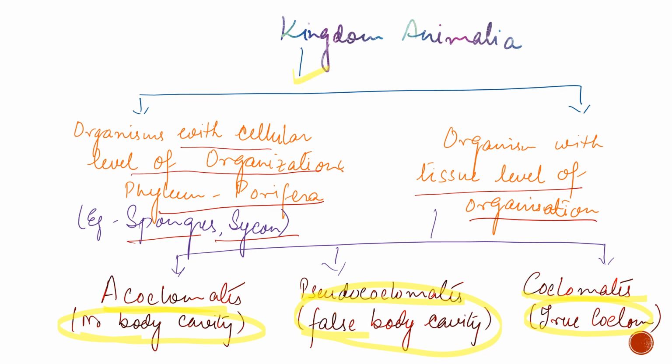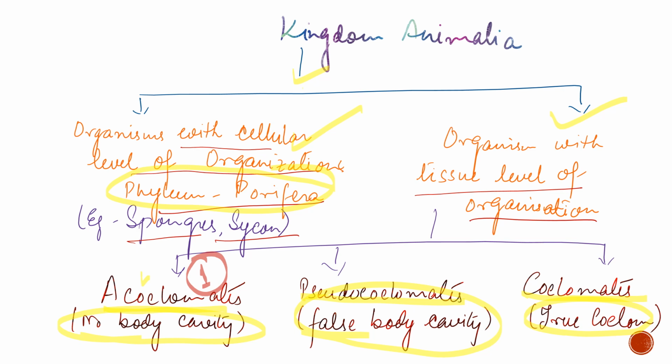So kingdom Animalia, on the first basis of classification, the body organization, is divided into two parts: cellular level organization and tissue level organization. Cellular level organization is only phylum Porifera, and tissue level organization again gives rise to three groups: acoelomates, pseudocoelomates and coelomates. With each and every category we are going to study in detail.